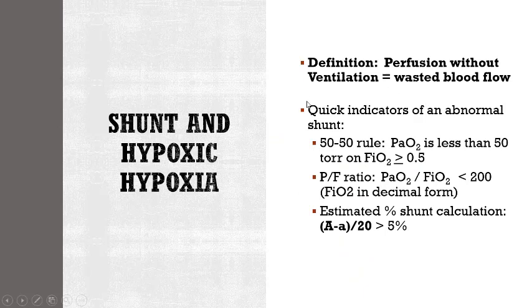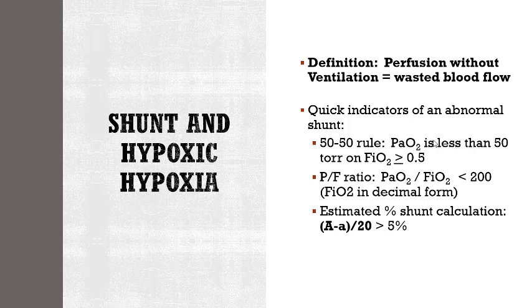These are the mathematical ways that you will determine if you have a shunt for hypoxemic hypoxia. So the 50-50 rule: if your arterial oxygen is less than 50 torr, sorry, it should be millimeters of mercury. They mean the same thing, but I just probably didn't switch that over. If your PaO2 is less than 50 and you're on a supplemental FiO2 of greater than 50, you have a shunt. And what that means is even though you have oxygen coming in, for some reason it's not raising your PaO2, which means your VQ mismatch is so bad that you're actually having shunting.